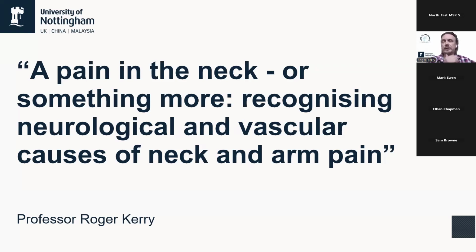So this is what it's about. Mark asked if we could do something about differential diagnosis at the start of your consultation with the patient with neck and or arm pain and ruling out the red flags, really. So that's what we're going to do.